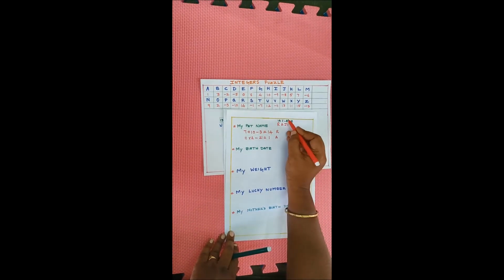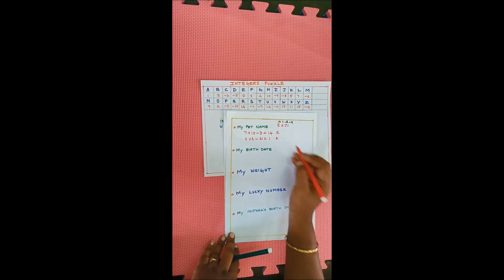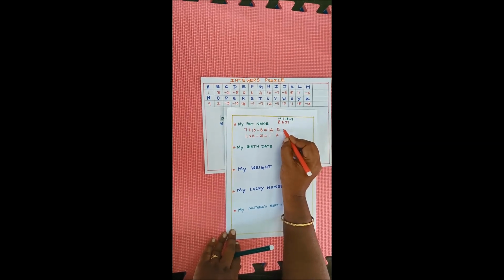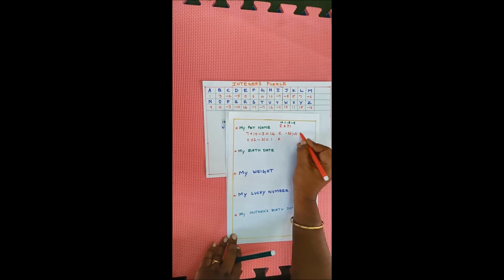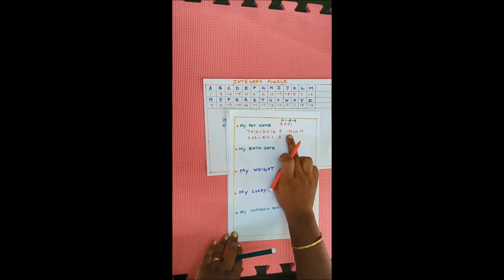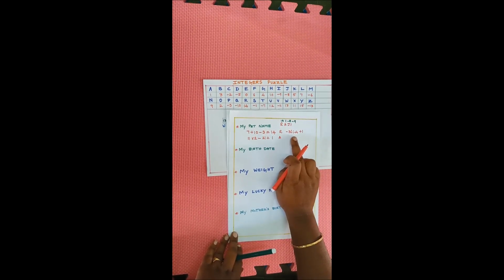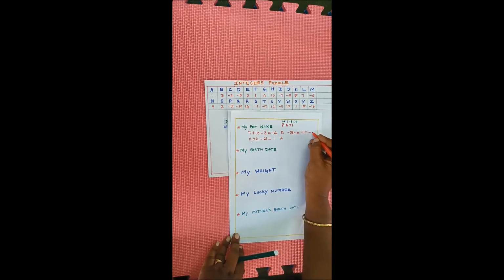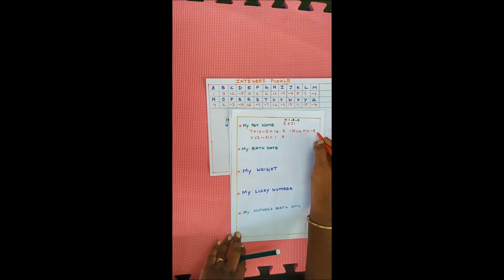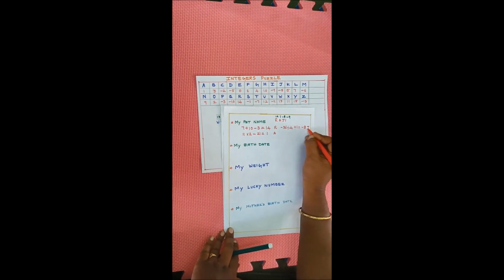Next, I have to get the answer minus 8. How am I going to represent minus 8? It is minus 36 divided by 4 plus 1. See, minus 36 divided by 4 is minus 9. Minus 9 plus 1, we will get the answer minus 8. It represents the letter J.